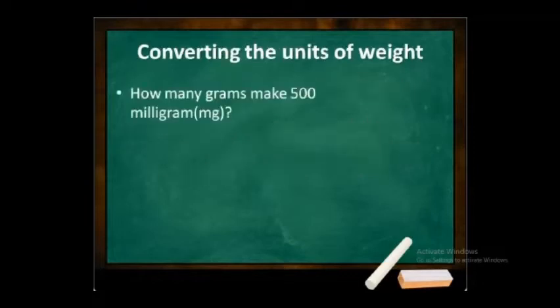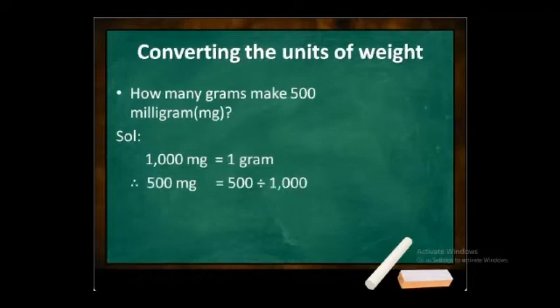Now we will do some sums. How many grams make 500 milligrams? 1000 milligrams is equal to 1 gram. So for 500 milligrams, you have to divide it. Now we'll do the division.